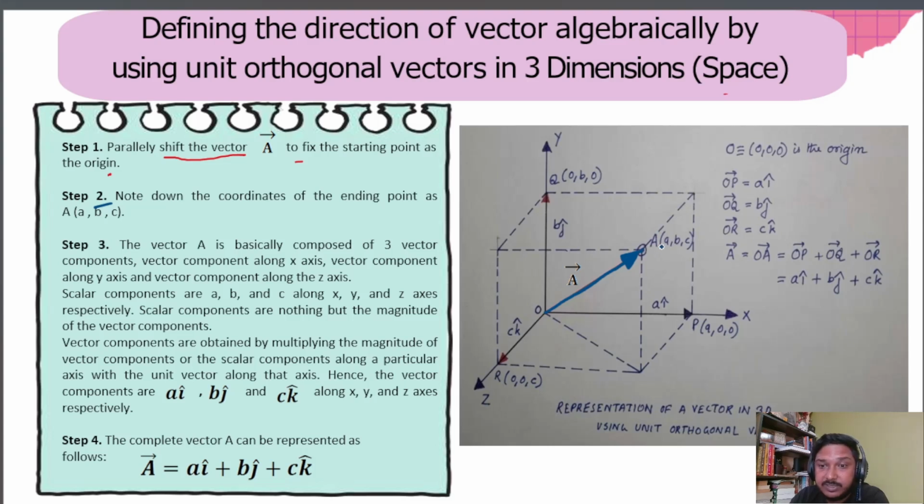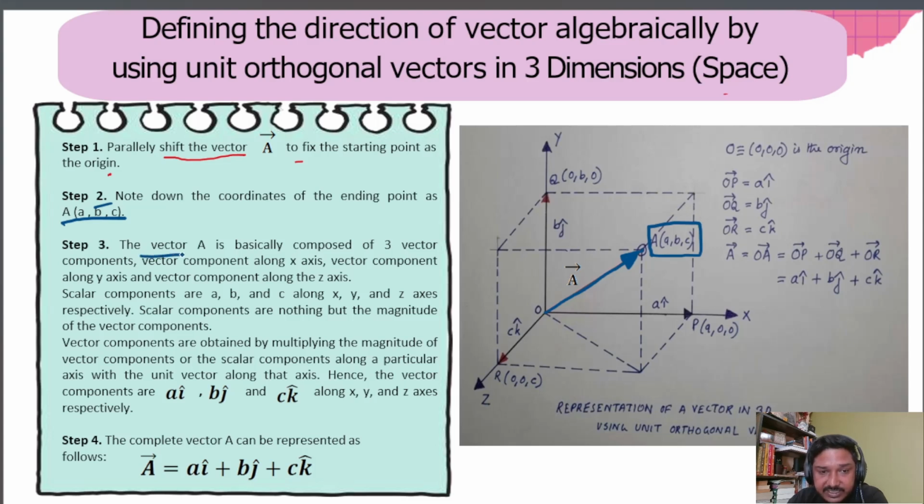So let that point be the point A, and its coordinate is denoted by small a, small b, small c. So this is basically the coordinate of the one end point of this vector. Okay, so note it down as capital A, whose coordinate is a, comma b, comma c.